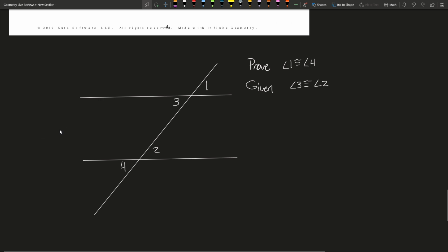This is number 11. We want to prove that angle 1 is congruent to angle 4, given that angle 3 is congruent to angle 2. This is one of the simpler proofs if you know about vertical angles. The first thing we do is, because angle 1 and angle 3 are vertical angles, we know that they are equal to one another. So angle 1 is congruent to angle 3. We also know that angle 2 is congruent to angle 4 for the same reason.